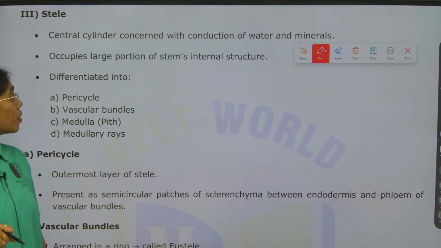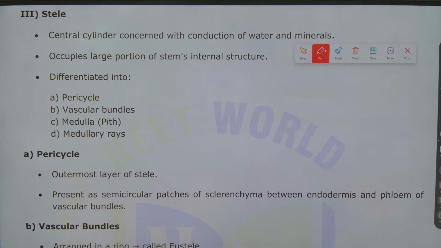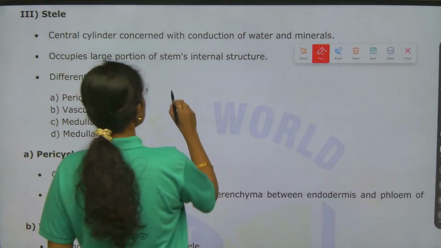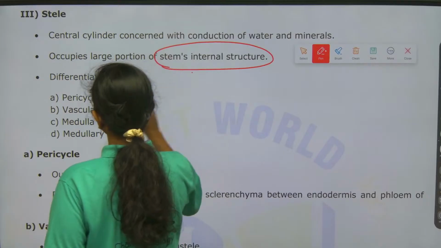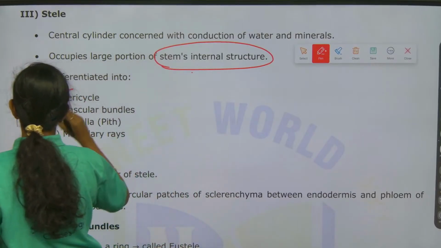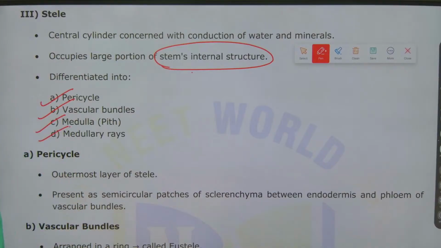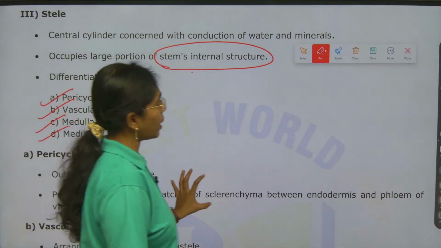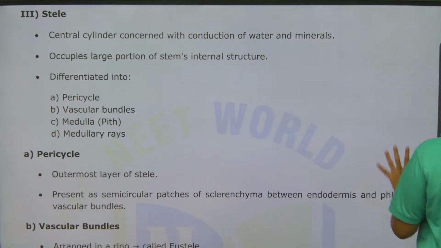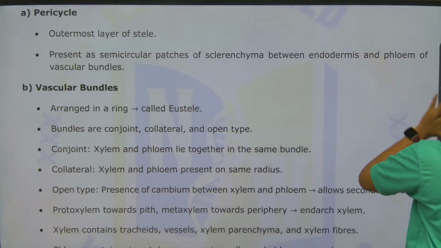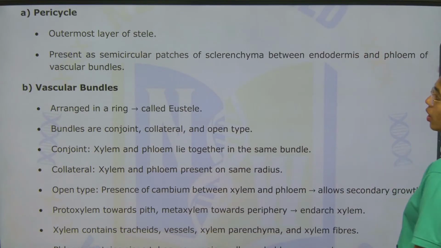Next you observe. Next is what? Stele. The central cylinder is concerned with conduction of water and minerals. This occupies a large portion of the stem's internal structure. So this is differentiated into what? Pericycle, vascular bundles, medulla and medullary rays. First you see pericycle, which is the outermost layer of the stele.